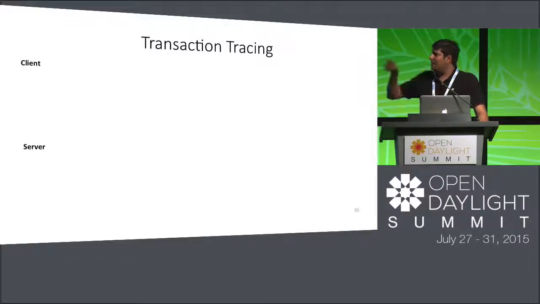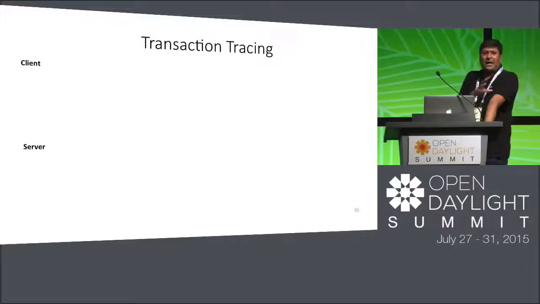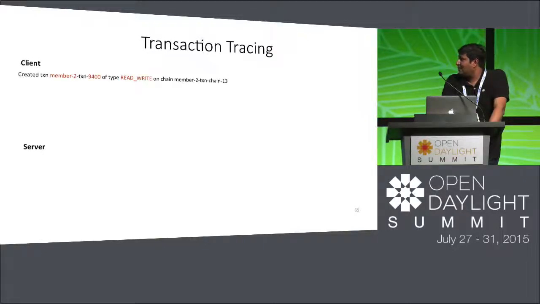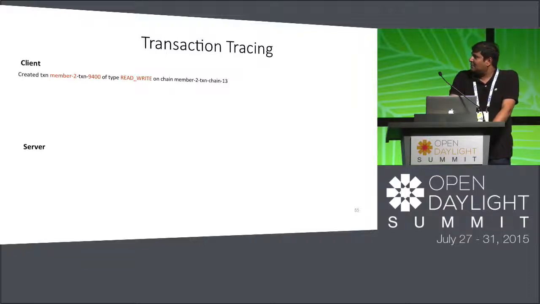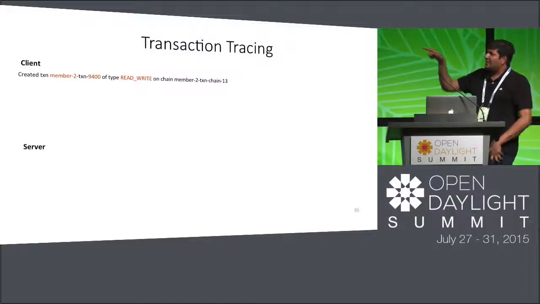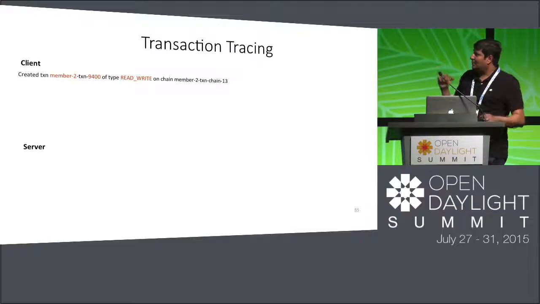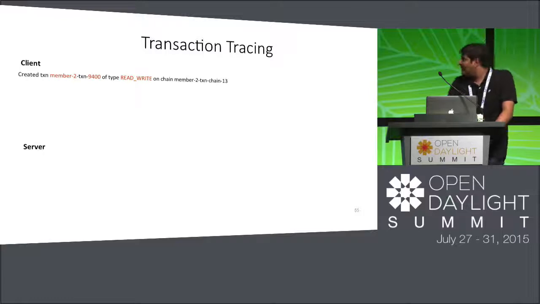So this is about tracing a transaction. If you have a transaction and you want to figure out what's actually happening with it, monitor the log messages. Because we actually put some information in each log message which tells you exactly what is happening with your transaction. For example, on the client side, when you create a transaction, you'll see a log message on the client log. Let's say member 1 was the client, you'll see a message which says, created transaction member 2, transaction some number, of type whatever is the type of the transaction.